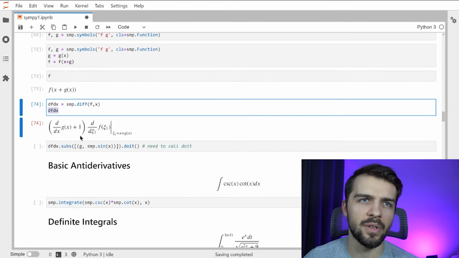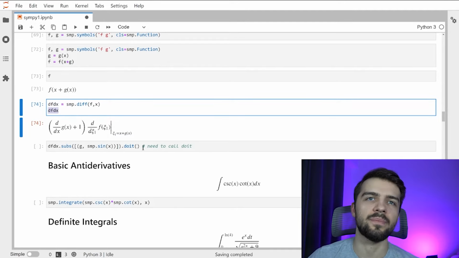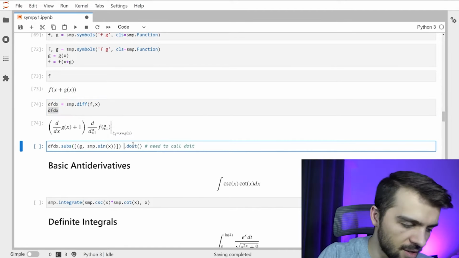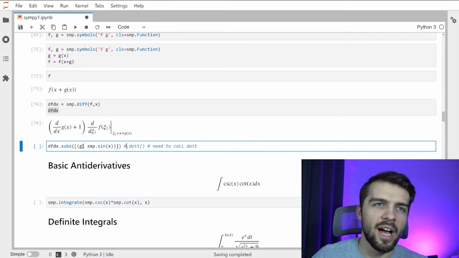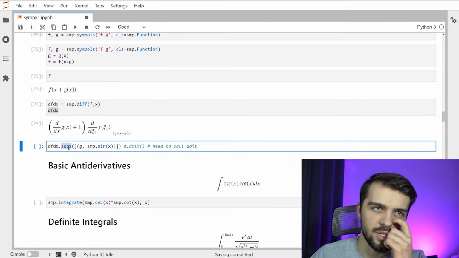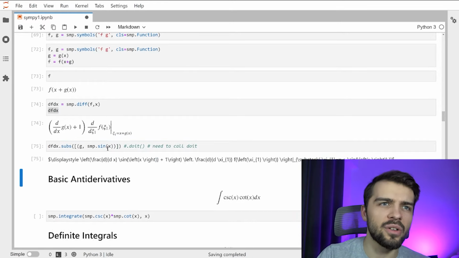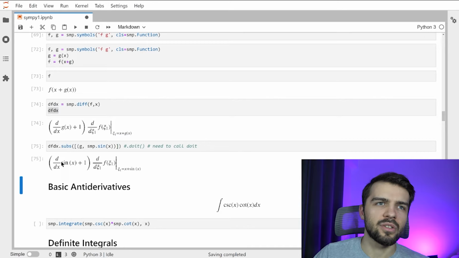And so I have this derivative, and I can then substitute a specific value into g. And so I'm just going to comment this out here, and I'll explain what this does in a sec. So I'm substituting the value wherever I see a g, I'm going to put the value sine x. Like I said, that's how dot subs works. We went over that earlier in the video. And if I just call this, you'll see that it actually isn't taking the derivative of sine x. It's just sort of putting it in here.